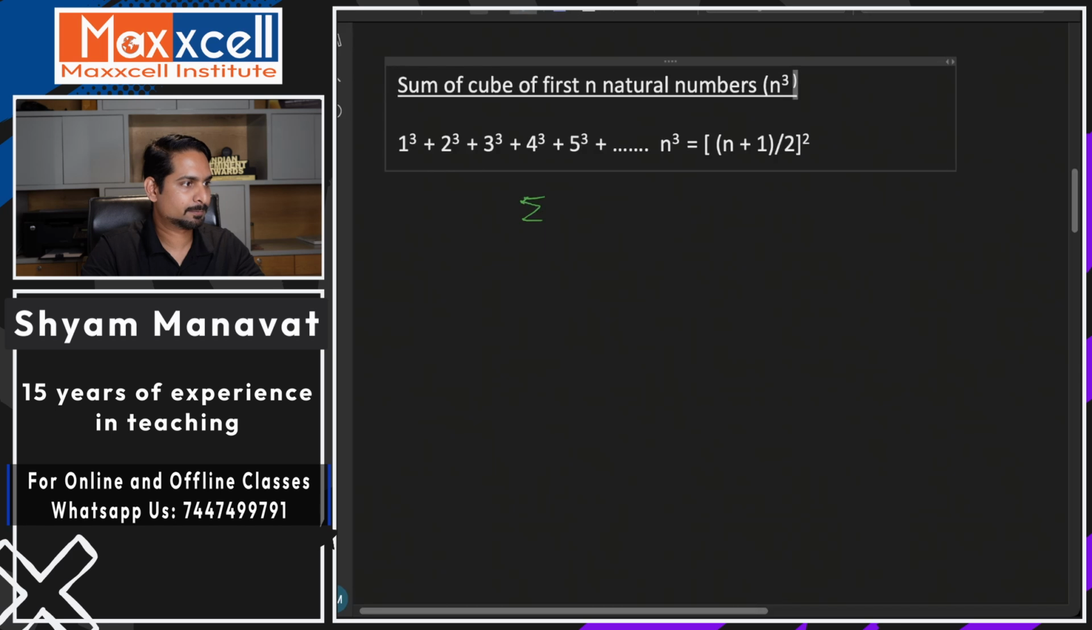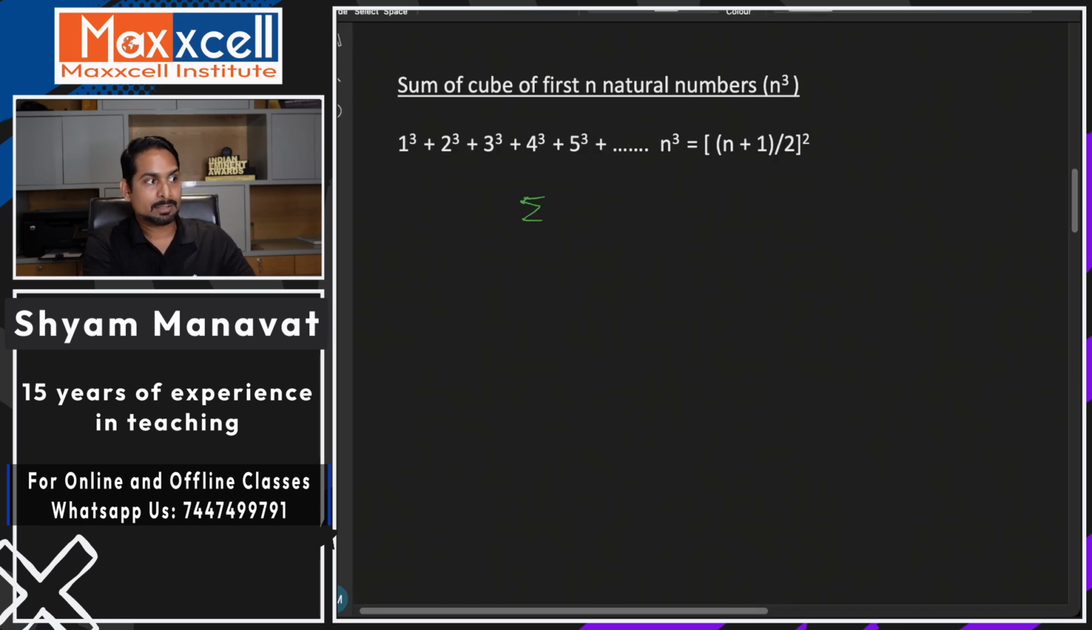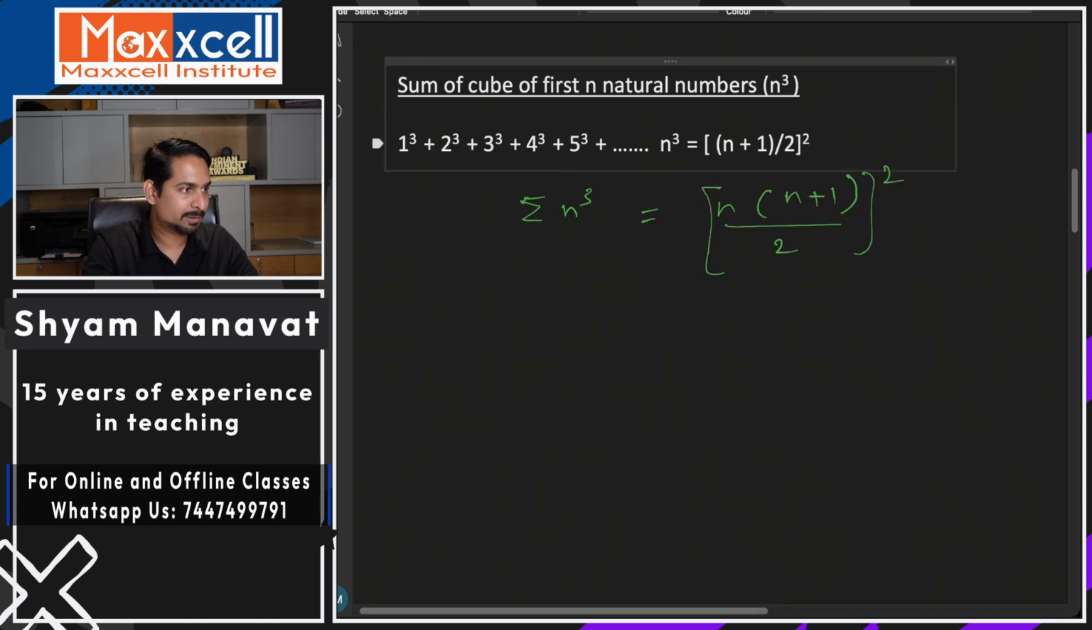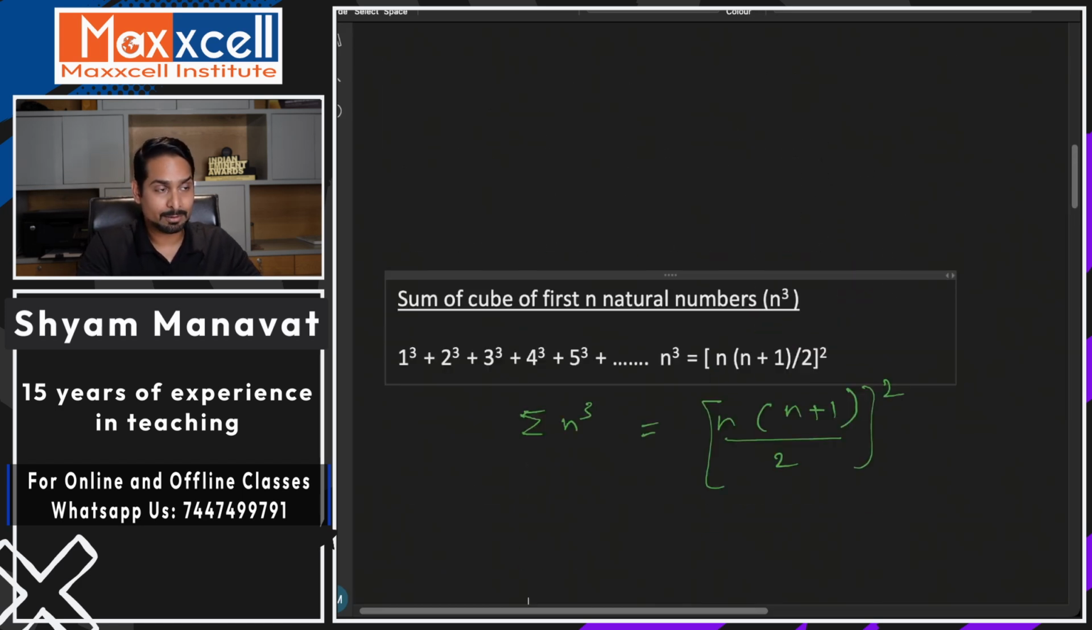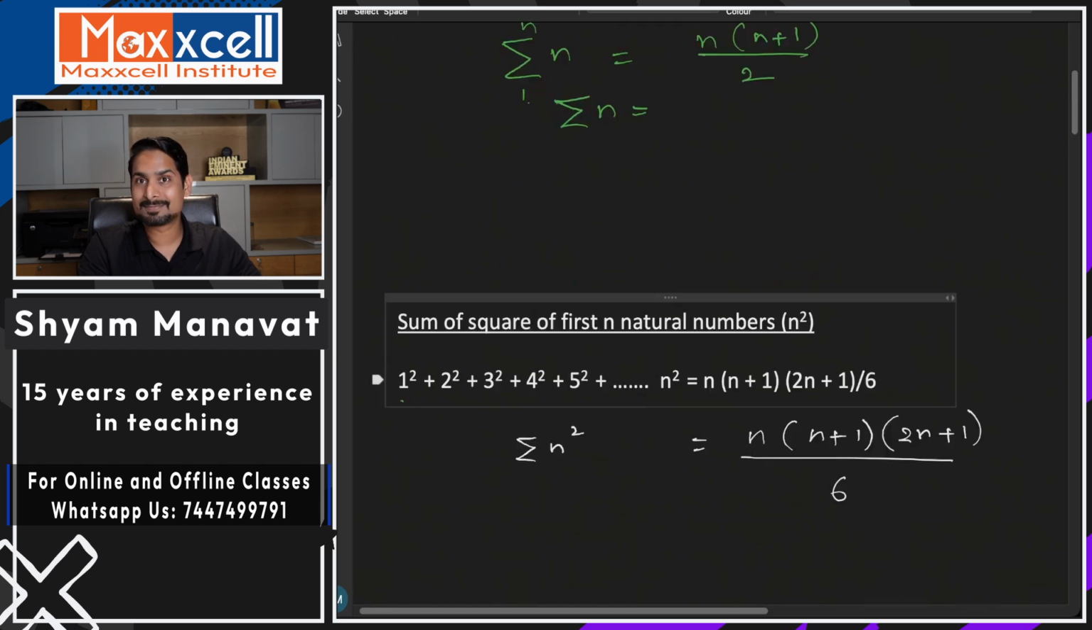So it's 1 cube plus 2 cube plus 3 cube up till n cube, which can be written as summation of n cube. That is equal to n into n plus 1 by 2, whole square. Here I forgot to mention n. Yes, that's how it is. So these are the formulas which you need to learn.